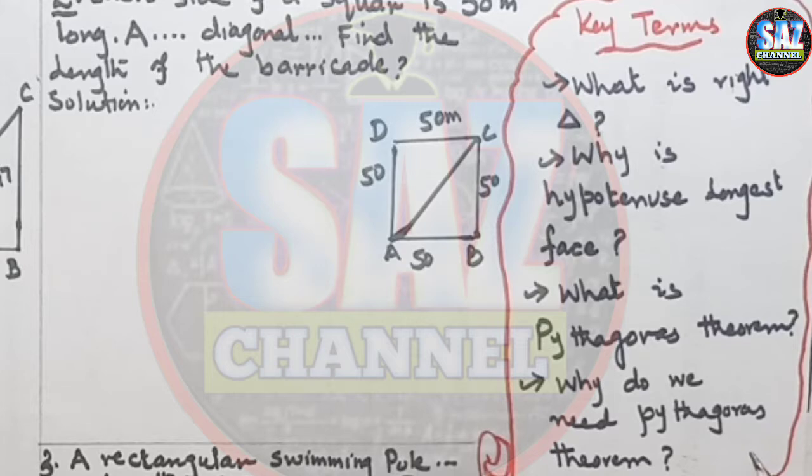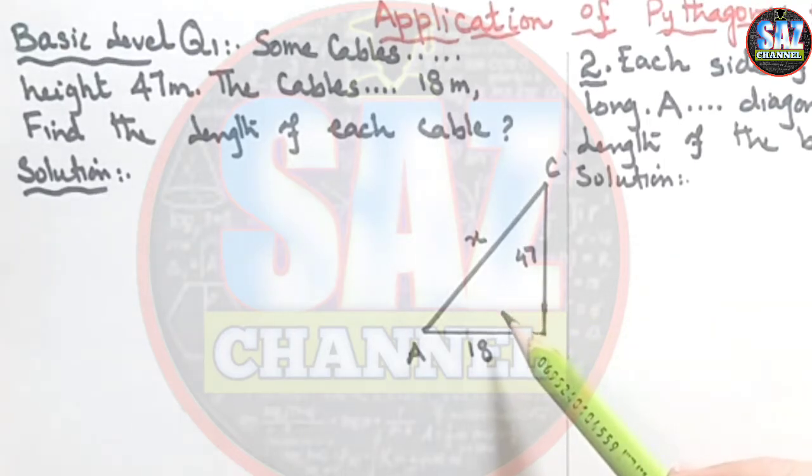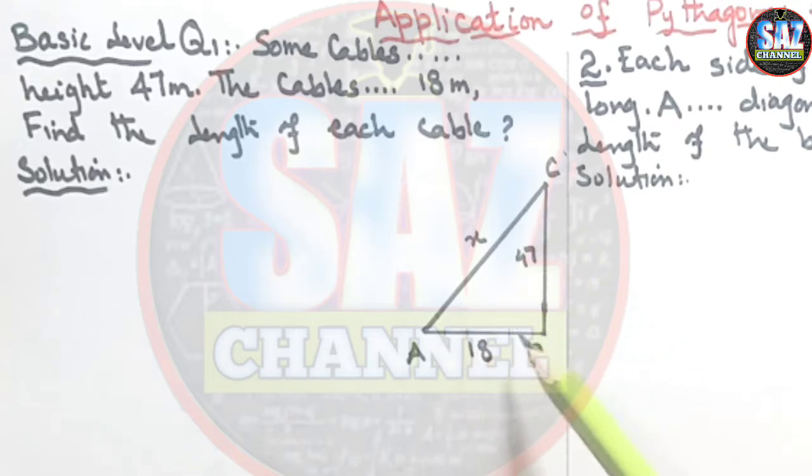Let me move to question number 1, basic level. As the questions are long, I've written the questions in short form. Let me read the question. Question says some cables are supported by the vertical post of height 47 meters. The cables are attached from the top of the post to the point on the ground which is 18 meters away from the foot of the post. Find the length of each cable.